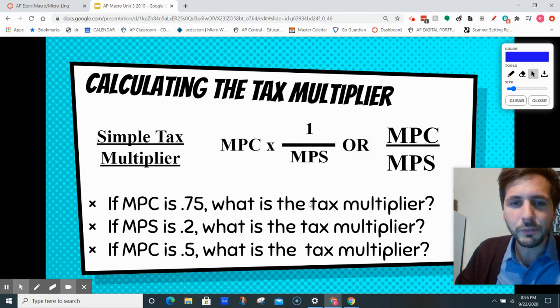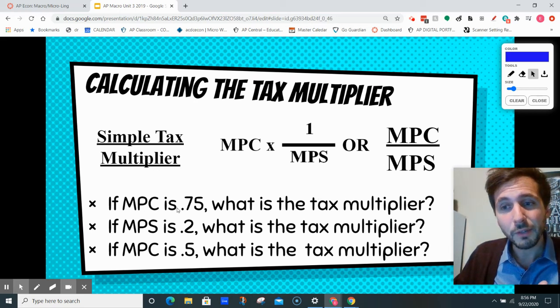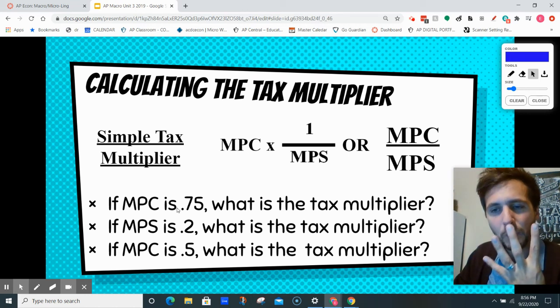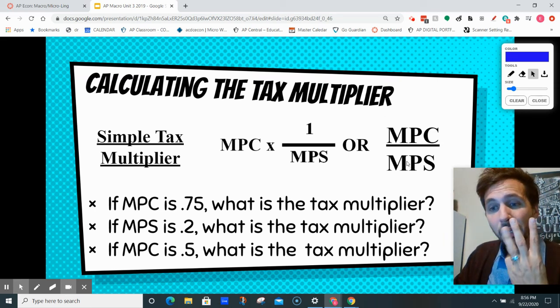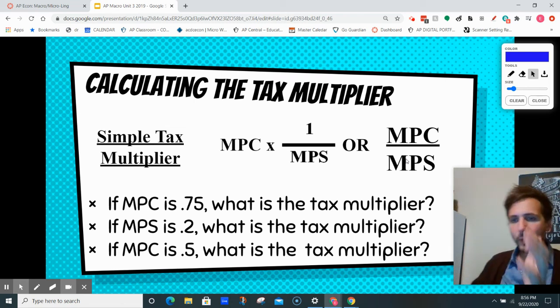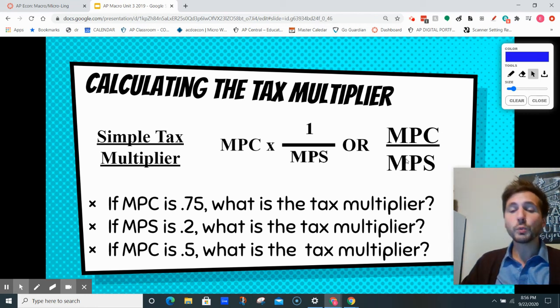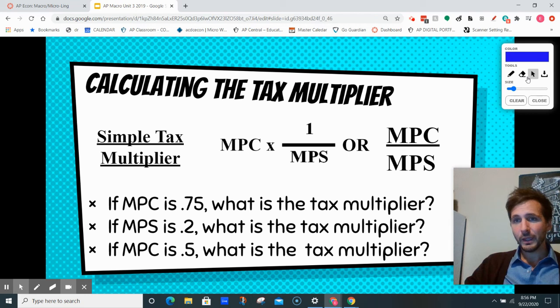We said if our MPC is 0.75, our MPS is 0.25. 1 over 0.25 equals 4. My spending multiplier is 4. But my tax multiplier, we just did this one, it's 0.75 divided by 0.25. My tax multiplier is 3. So it's as simple as that. Memorize how to calculate the spending multiplier and then subtract 1 if you're dealing with taxes and not government spending. Okay, hopefully that makes some sense.